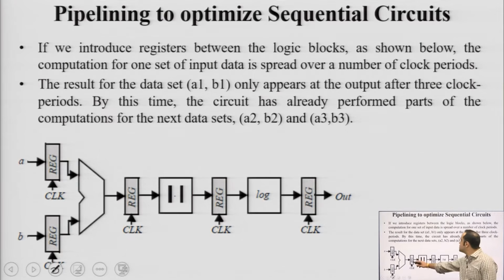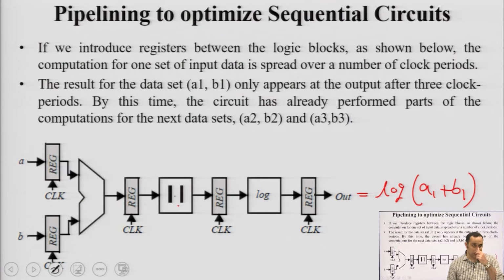What if we introduce registers between each block? So, what will happen is that first addition will be calculated here, that will be stored here. When this triggers, absolute value will be calculated here. When this triggers, log will be calculated here. So, initially you take 3 clock cycles to get the log of a plus b of the first data set, but by the time you reach here, you would have already calculated addition of 2 more data sets, and you would have calculated the absolute value of another data set.